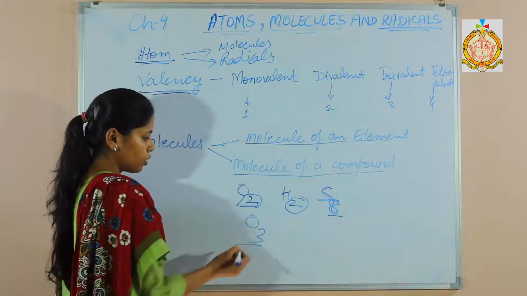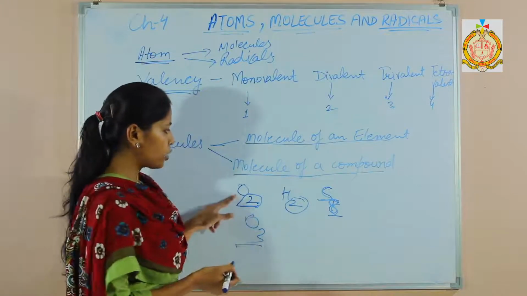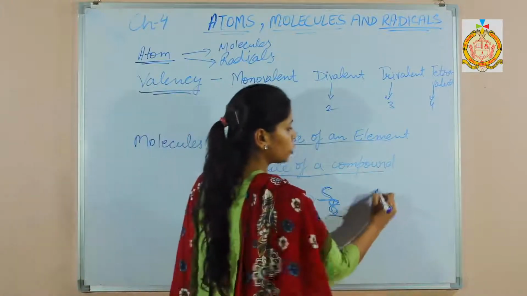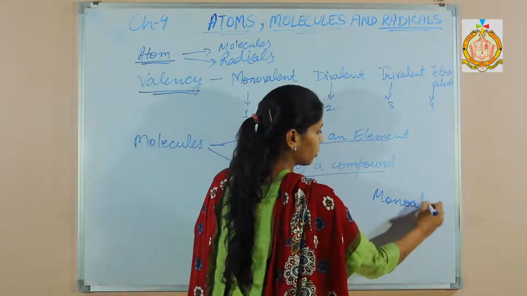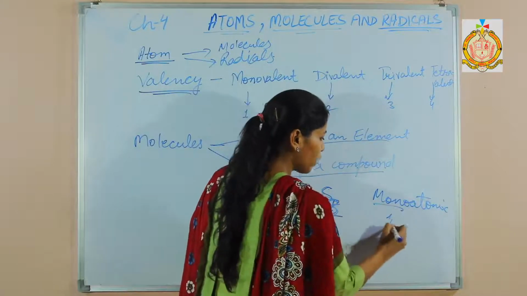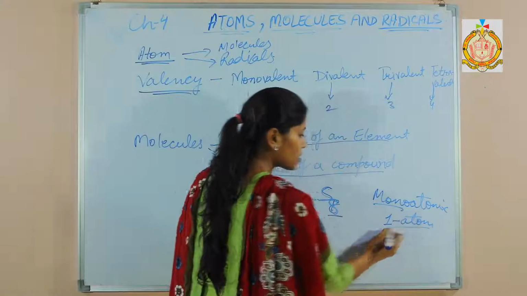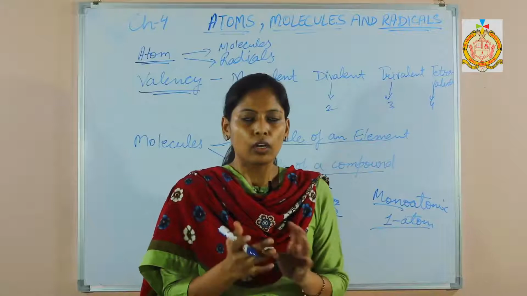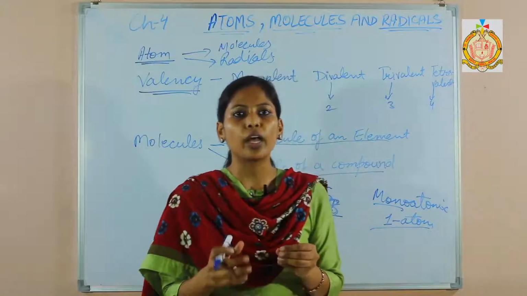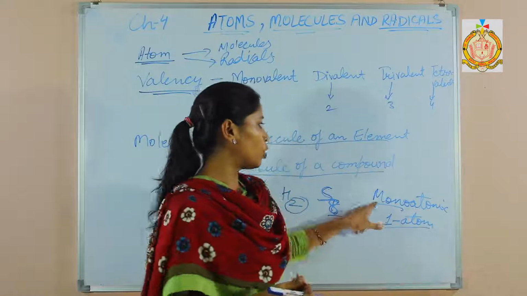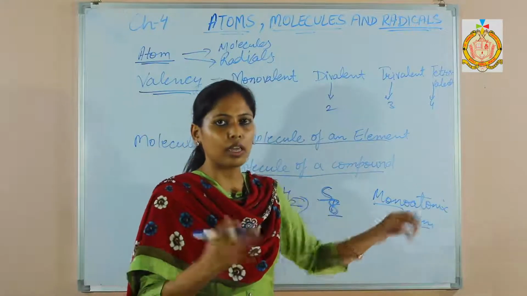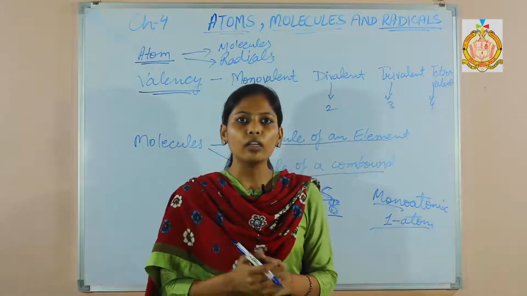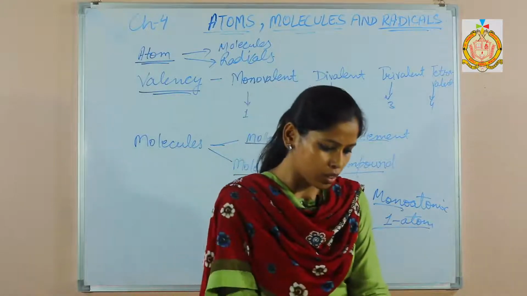Atomicity of ozone: this is called triatomic, diatomic and octatomic. Next, monoatomic molecules are also there. Monoatomic: mono means only one atom. In this category, noble gases are there. Noble gases do not combine with others. They are in the category of monoatomic molecules, meaning they exist as a single unit. They don't want to combine because they are stable. Their outermost shell is stable.